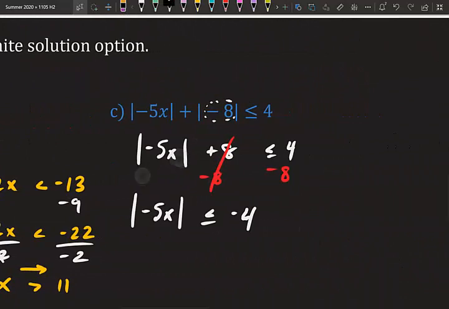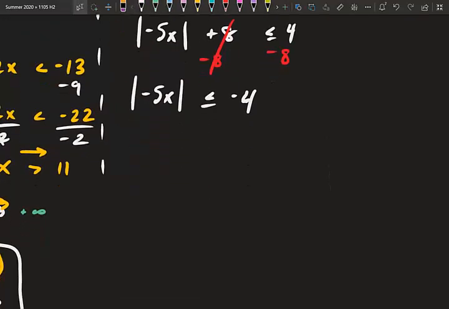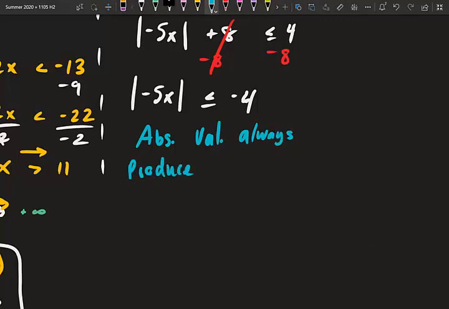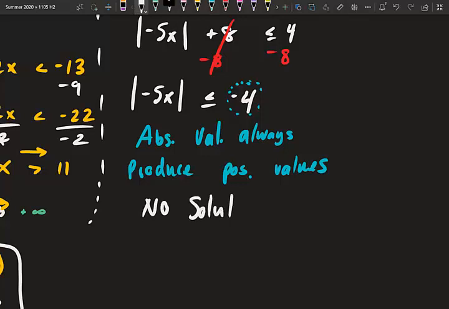You're absolutely right, because we're talking about absolute values. It doesn't matter that it's a less than or a greater than or a less than or equal to. It doesn't matter that it's inequalities. We're still talking about absolute values. So remember, absolute values always produce positive values, positive numbers. So since that's the case, are we going to ever have an absolute value that is less than negative 4? Nope, because that doesn't exist. So that means this is no solution.